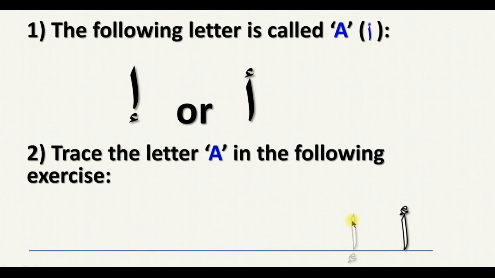Or you start from the top going down, but you place the symbol at the bottom. Here you have several examples of the letter A. You have to trace all of them. This is the simplest letter from the Arabic alphabet.